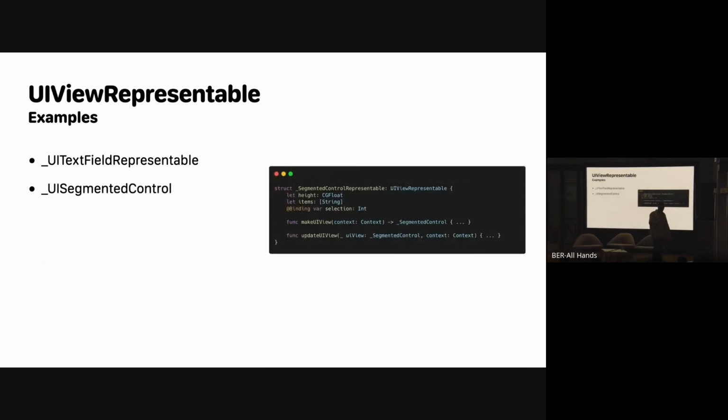Another example, which is easier to read, is the segmented control. You may know it is possible to represent it natively in SwiftUI. It's a picker with the segmented style, but still, too many limitations in terms of UI, and we need it. So we fall back to UIKit again.